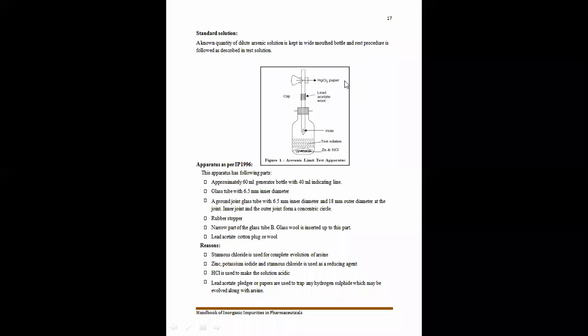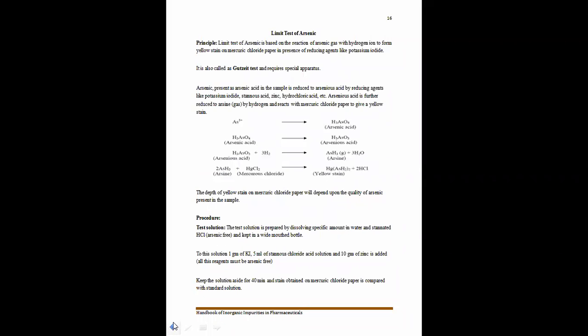Okay. So in the morning lecture we discussed how we are going to control the presence of arsenic as an impurity in pharmaceutical substances. We have already discussed the principle behind this limit test. It is based upon the reduction of arsenic into arsenic acid, then arsenic acid is converted into arsenious acid. Arsenious acid, when it reacts with hydrogen, is converted into arsine gas, and this arsine gas will be eliminated from the reaction mixture.